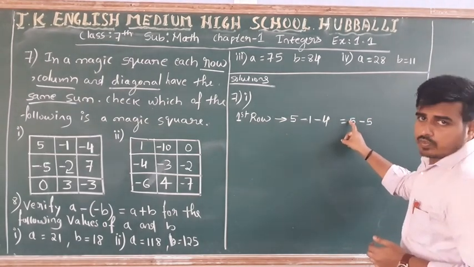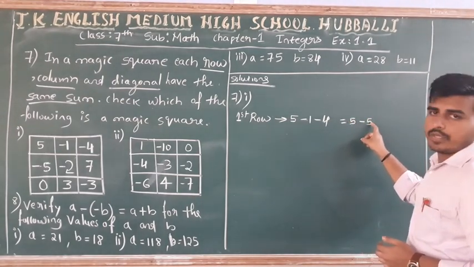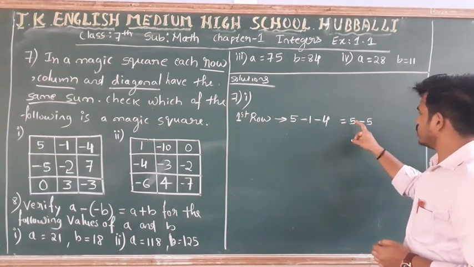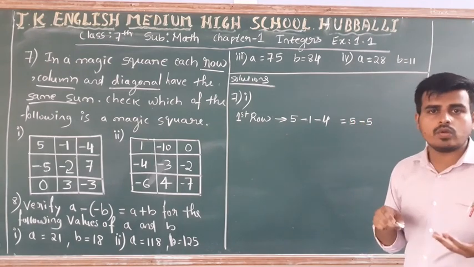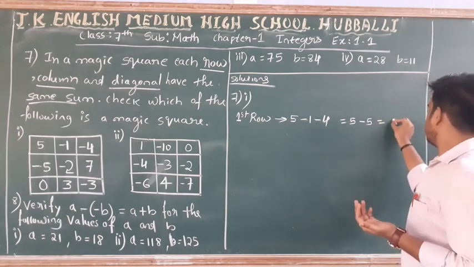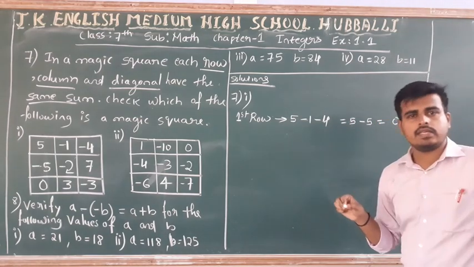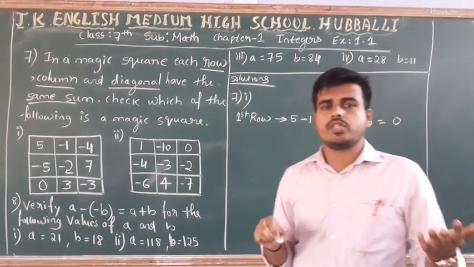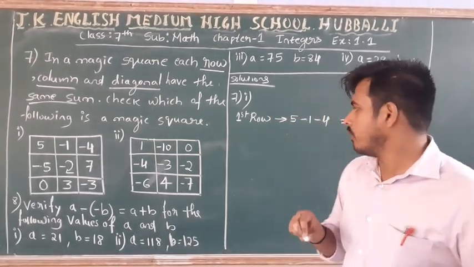Now this 5 is positive, this 5 is negative. One is positive, another one is negative. What you have to do? You have to subtract the numbers. 5 minus 5 is 0, and 0 doesn't have any sign. It's neither positive nor negative, it's a neutral number.